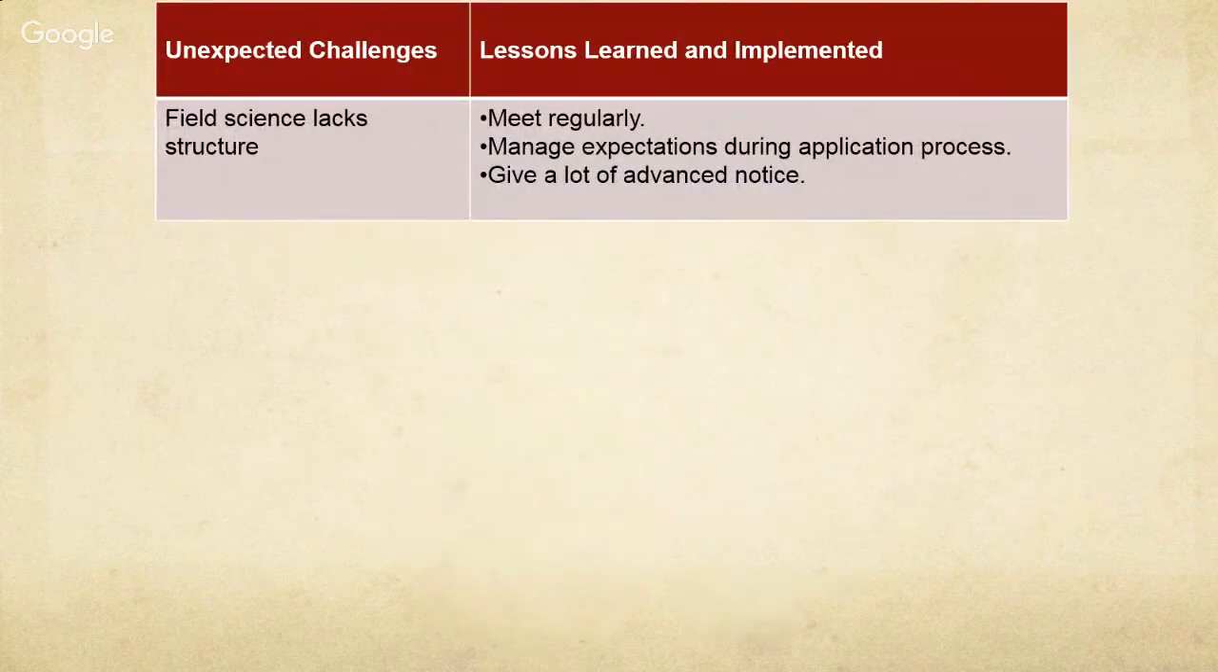Okay, so every time you start a new program, there's going to be some hiccups. Some unexpected challenges we found from the first cohort is that field science lacks structure. So we're at the mercy usually of weather and swell and tide in order to sample. But the students don't have flexible schedules usually. So we found that we need to meet regularly. We need to tell them that they need to be flexible right up front before they apply, before we hire them. And we need to give them a lot of advance notice if we change dates on them.